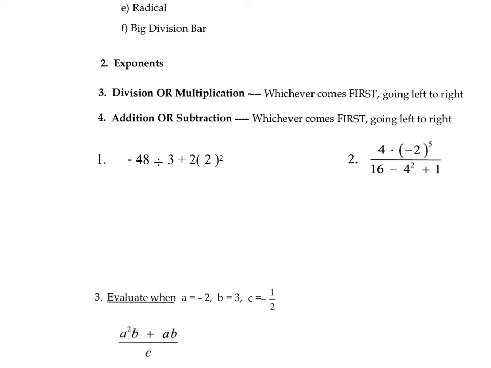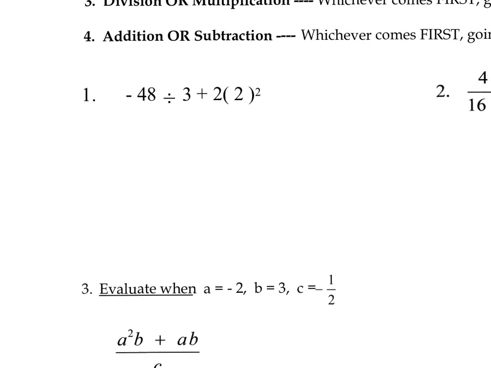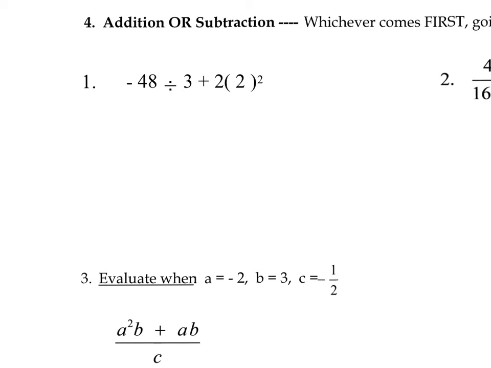Example number 1. Negative 48 divided by 3 plus 2, parentheses, 2 to the second power. If you look at the steps, first we do grouping symbols. We don't have any grouping symbols, so we don't have to do anything inside of parentheses. The next step would be E, which means exponents. So we have 2 to the second. We'll rewrite negative 48 divided by 3 plus 2.